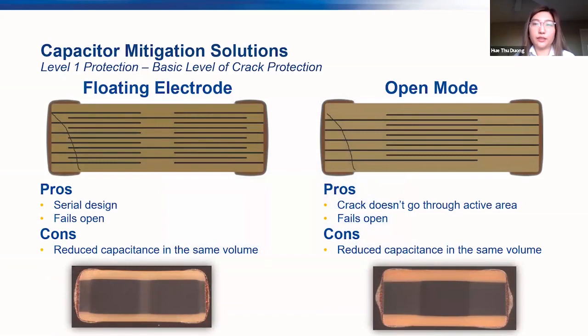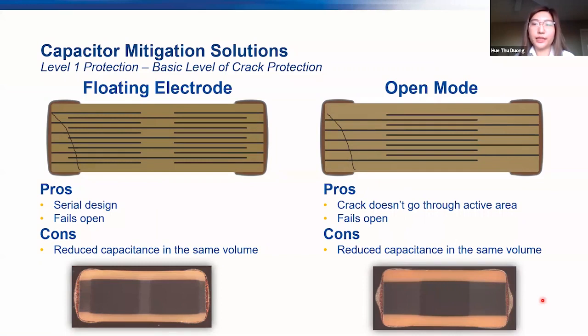So to mitigate this problem, the first solution is level 1 protection, or basic level of crack protection. This involves using a floating electrode or open mode design. In the floating electrode design, the electrode layers are in a serial configuration, and if the capacitor does crack, even if the crack breaches the active layer, the capacitor will still fail open and prevent a short circuit.